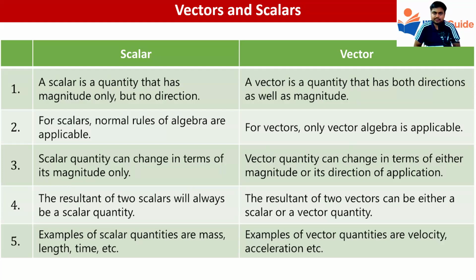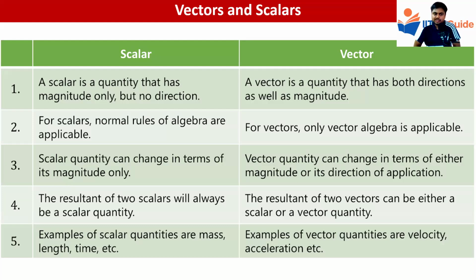Okay, so let us start vectors and scalars. So these are the differences. Scalar is having only magnitude, no direction. Vector has both of them. For addition, we have vector law of addition applicable for vectors. For scalars, it's normal rule of algebra.